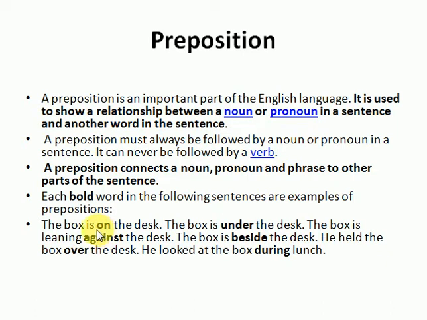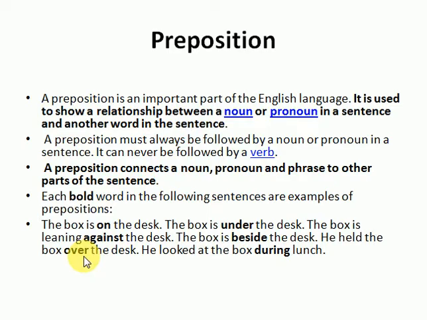अब on में you will see that the box, there is no physical distance between the box and the desk. Whereas if you would say that the box is over the desk, there is also no physical distance between the box and the desk. But if you would say the box is above the desk, it means that there is a distance between the box and the desk.